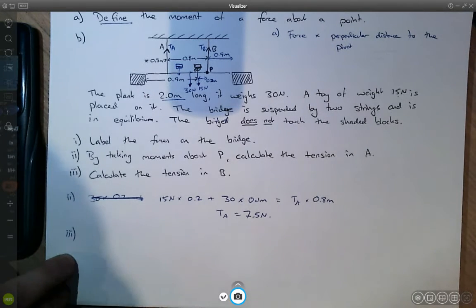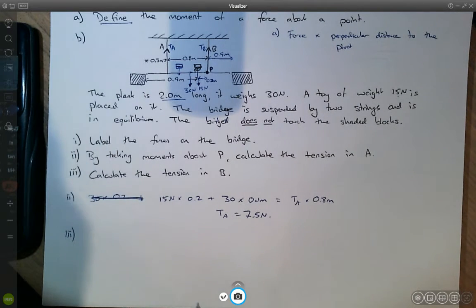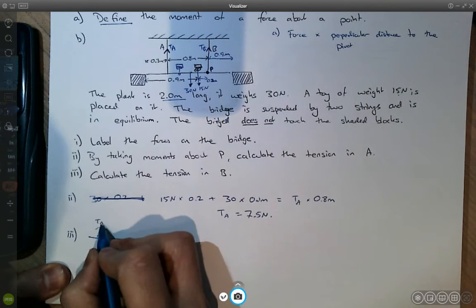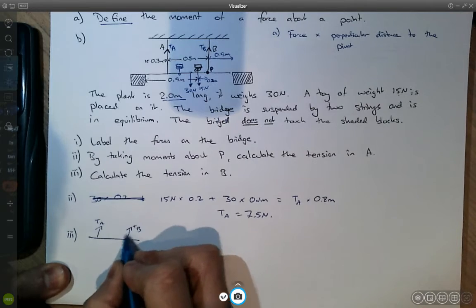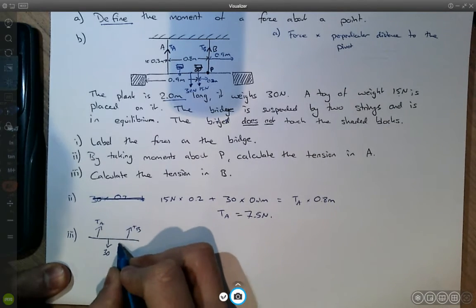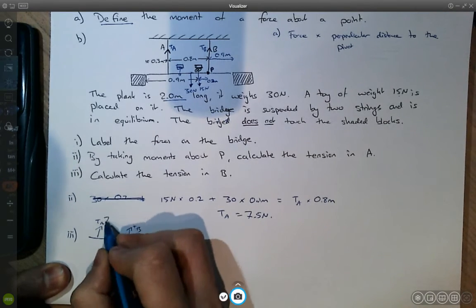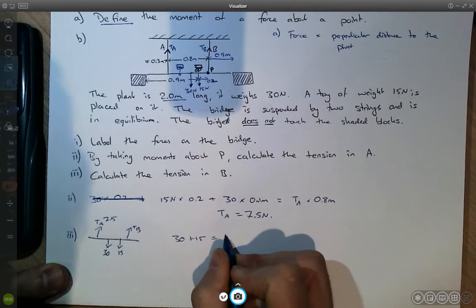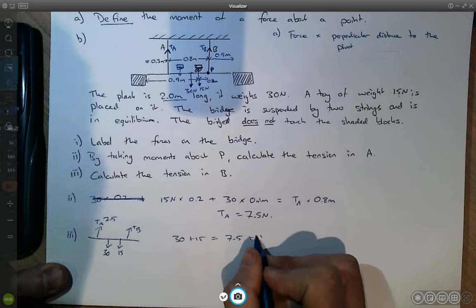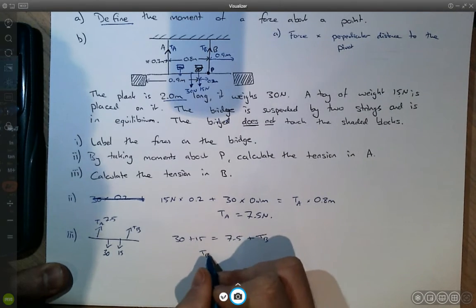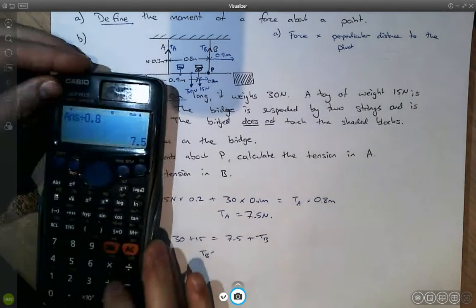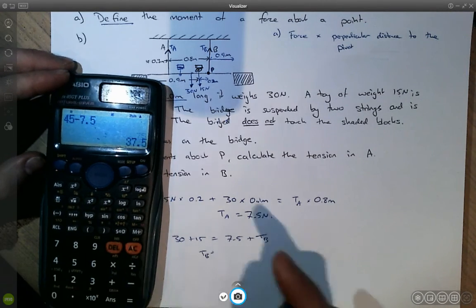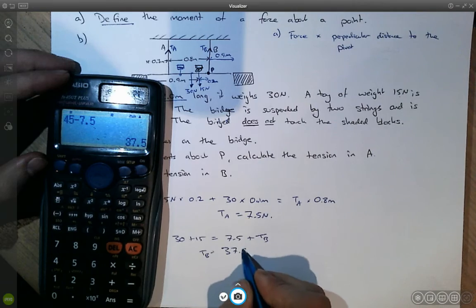In part (iii), calculate the tension in B. So there's 2 ways to do this. The first way is to realize that the 2 up forces are going to equal the sum of the downwards forces. We know that this is 7.5. So 30 plus 15 is equal to 7.5 plus the tension in B, which means the tension in B is 45 minus 7.5, which is 37.5 newtons.